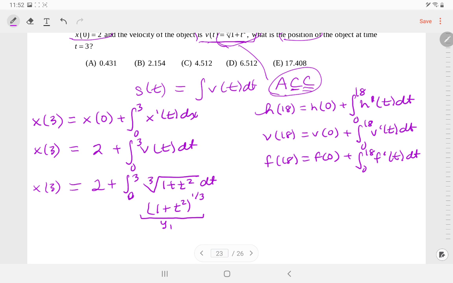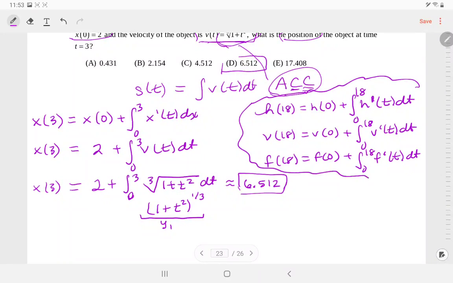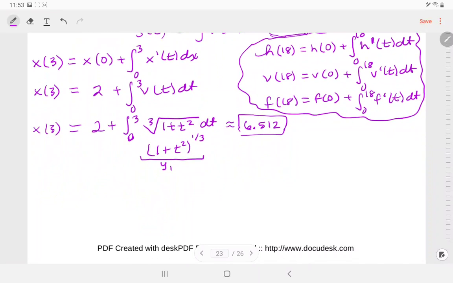Oh yeah, that works real nicely on these calculators. Let's just make sure I typed it in right: 1 plus t squared, 1/3. Also on the math menu, there's probably a cube root. Okay, let's see. I did type the 2 in, and it is 6.512. And 6.512 is answer choice D. So cool. Okay, this is just info. You wouldn't have to write this on a free response.